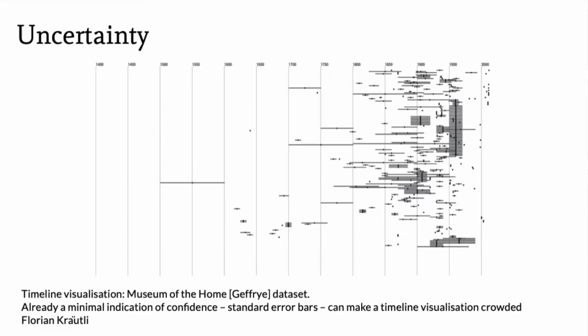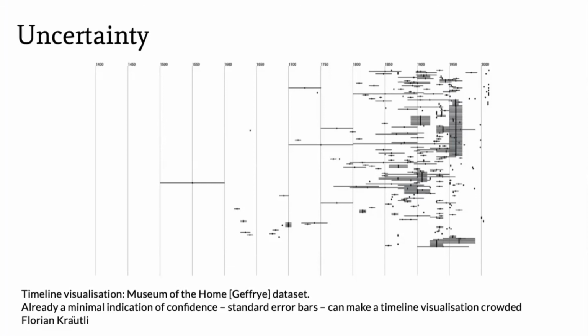One strategy, and this is an example from Florian Kräutli, is to use these error bars to really remind people that there is uncertainty in this data. We don't quite know the dates for these items, but you have to be very careful: if there's a lot of uncertainty in your data, do you want that to be part of the visualization? Because it could become the whole story.